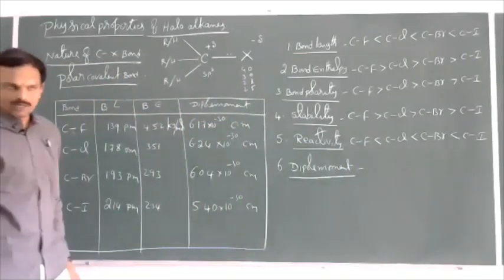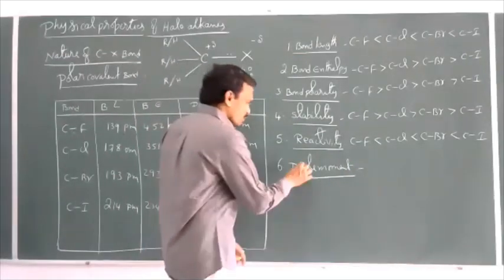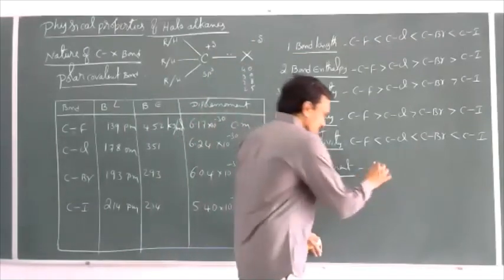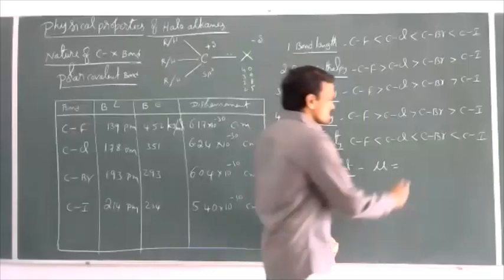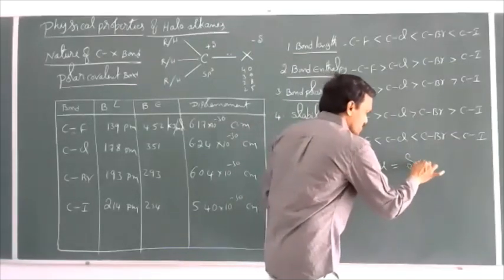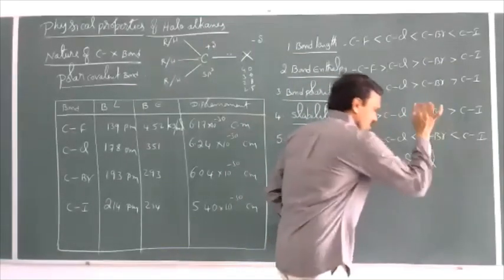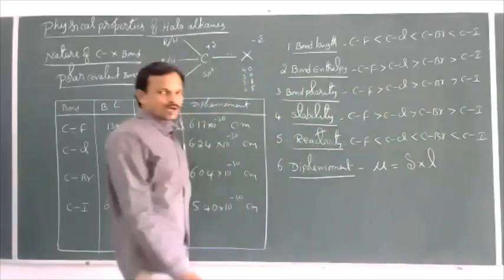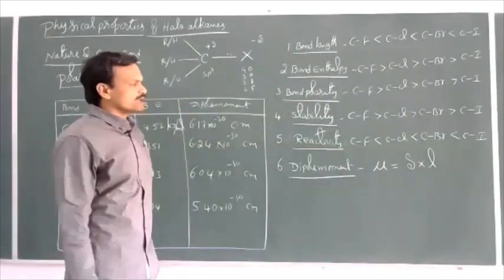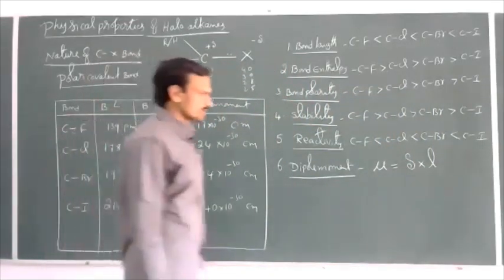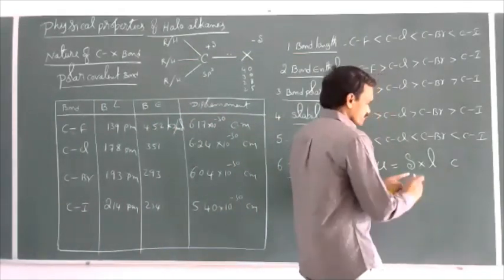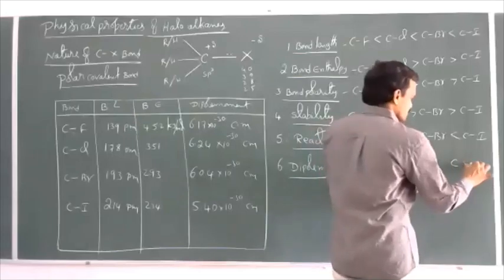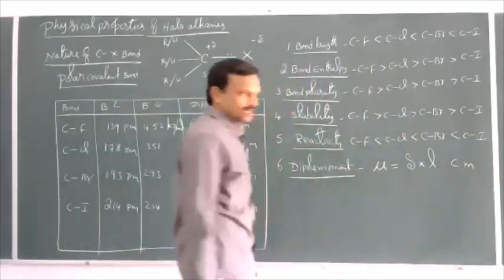What is dipole moment? The dipole moment of a bond is represented by the symbol mu, which is equal to the product of the magnitude of charge and the internuclear distance between the two bonded atoms. Mu is equal to delta into L. The SI unit of charge is coulomb and of length is meter, so coulomb meter.